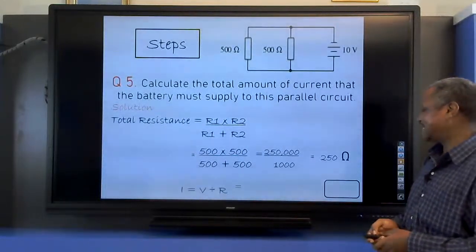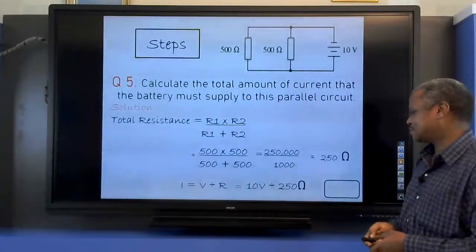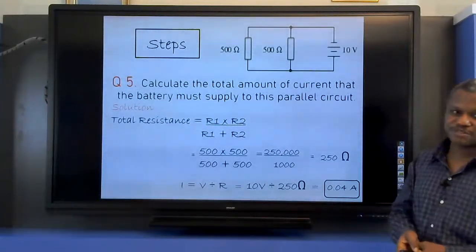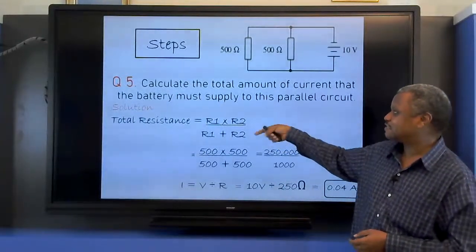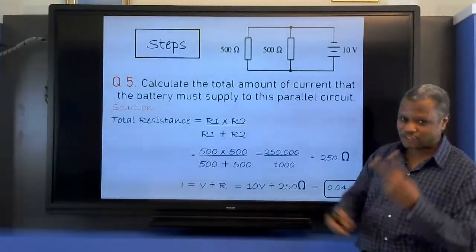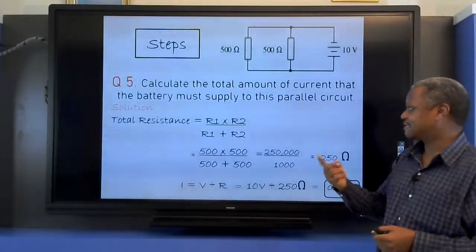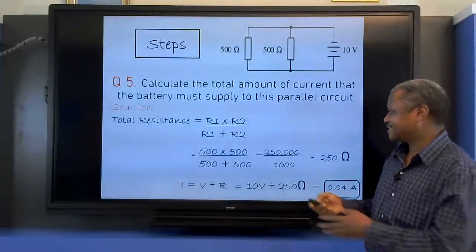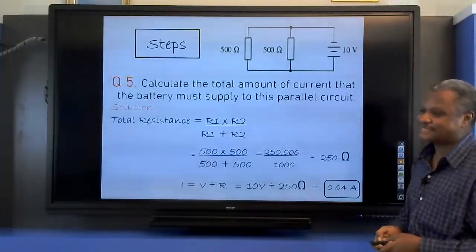So we need the current instead. Current is voltage divided by resistance, which equals 10 volts divided by 250. And the answer you get is 0.04 amperes. Now, we only use this formula when we have only 2 resistors. But when you have more than 2 resistors, we have the other formula, 1 over R total equals 1 over R1 plus 1 over R2, and so on. And then you're able to substitute that and get the resistance within the circuit.